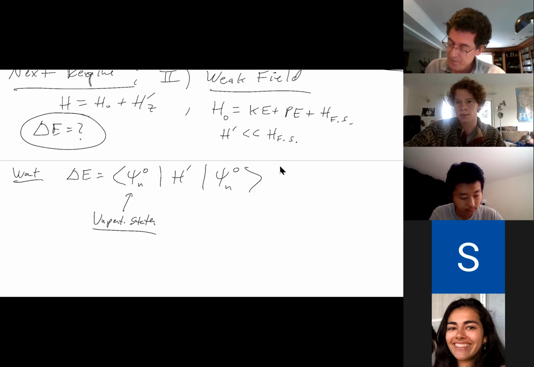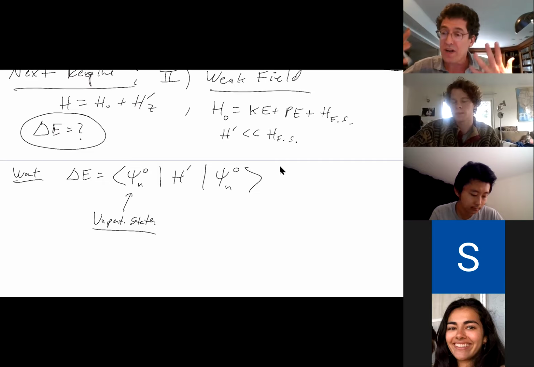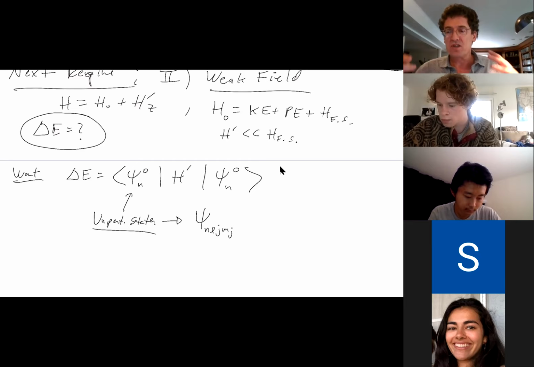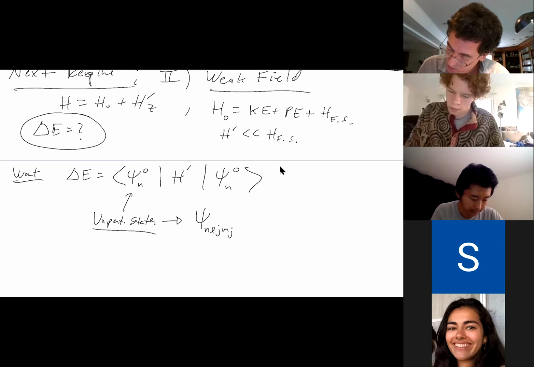Exactly. And sometimes for shorthand, people would just call them the J states, because to get j, you need to add l and s. So it's just shorthand. The unperturbed states, we have to use those J states, exactly what you just said. So it'll be psi n, l, j, m_j, because now we cannot ignore the fine structure. The fine structure is in there, and it has already split the J states. So we have to use these.